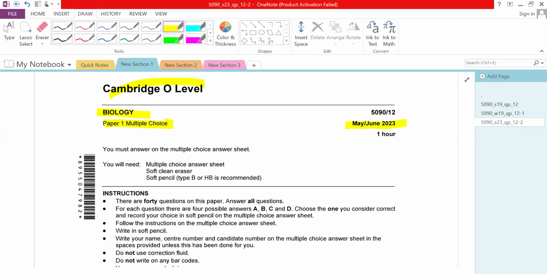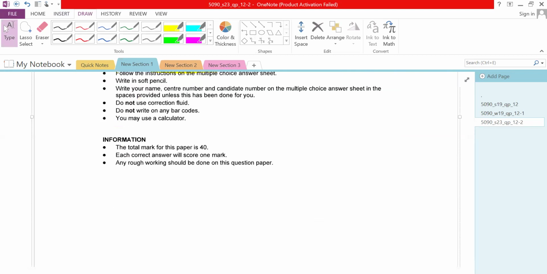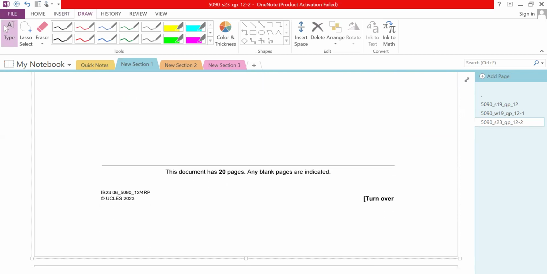The code for O-levels biology is 5090 and the variant is 12. This paper is of 1 hour and there are 40 questions on the question paper. Each question has 4 possible answers A, B, C, D and you have to choose the correct one and record your answer using a soft pencil on a multiple choice answer sheet. So this paper is of 40 marks as it contains 40 MCQs.